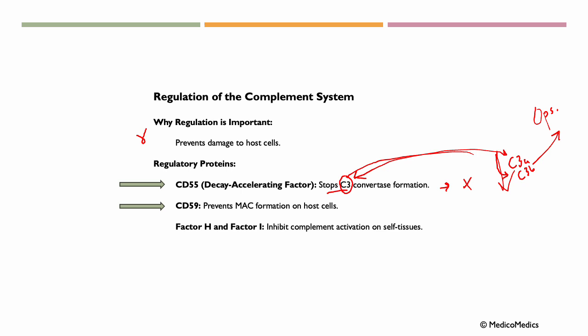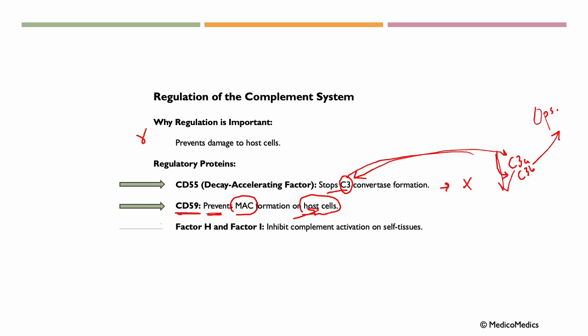Then we have CD59. Now, it plays a different role. It prevents the assembly of the membrane attack complex, or MAC. And this protects our own membranes from being punched full of holes. So we want the formation of MAC, which came from C5. However, we want it on bacterial cells or pathogens that we want to kill. We don't want it on host cells, so we don't want it on our own cells. And this is the role CD59 plays, to prevent MAC forming on our cells.